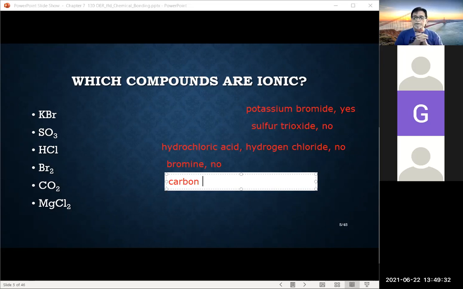What can we call that? CO, okay. Oxide, you're 50% correct. Remember, carbon and oxygen are non-metals. So in non-metals, we use prefixes. So it's dioxide. That is correct.